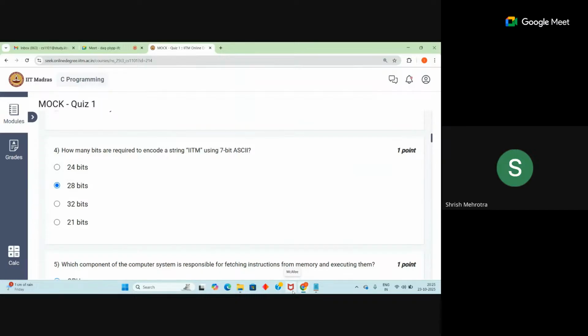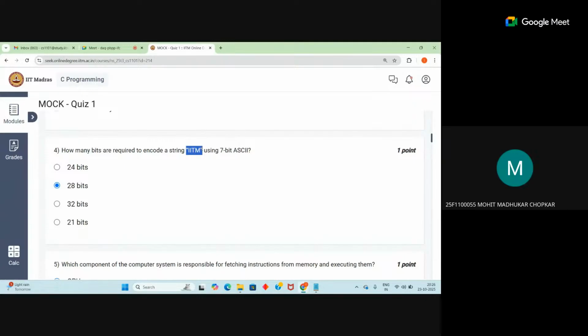For example, in IITM, each alphabet I, T, and M will use 7 bits, so in total it will use 28. Here, suppose he didn't give anything like this, just how many bits are required to encode this string. In that case, you always have to assume each character will take 8 bits of data.